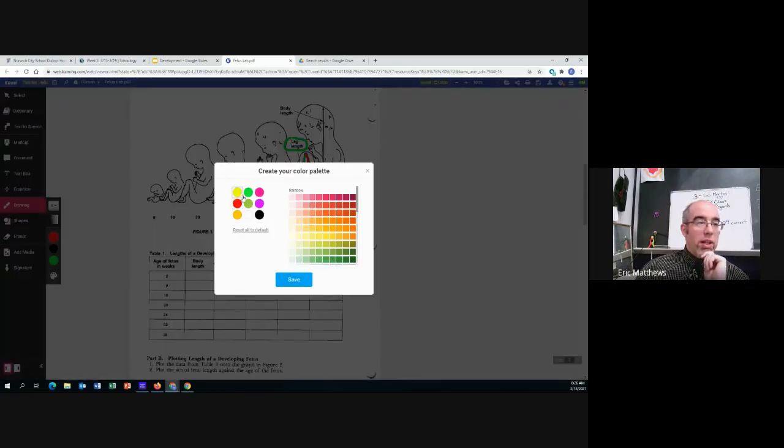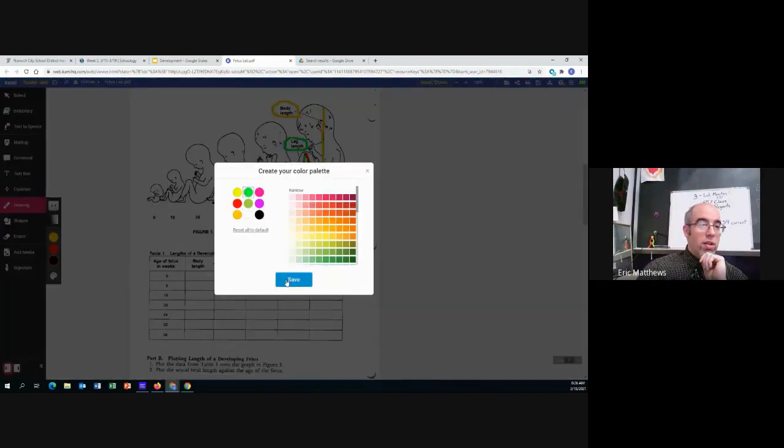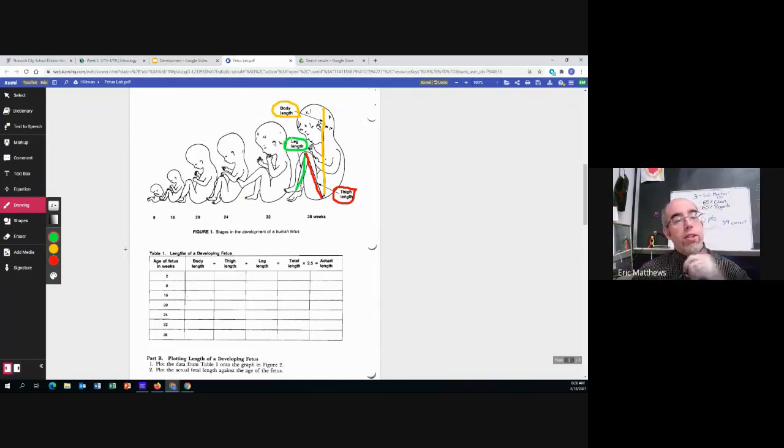The last one, let's go with kind of a gold, will be from the bottom of butt to the top of the head, and that's going to be our body length. Let me see if I can change this to it. There we go. Great, so those are going to be your 3 measurements. So if you're doing this online, you can pick up the ruler, you can hold it up to the screen, and you can measure in that way.